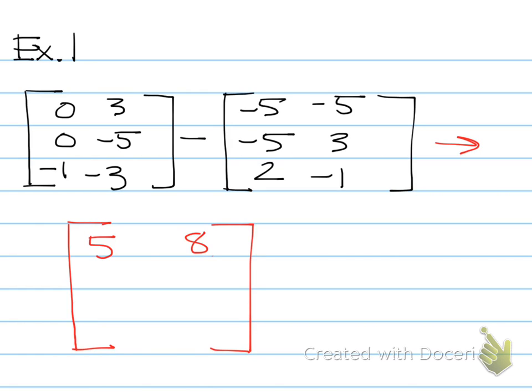And then 0 minus negative 5 is 5. Negative 5 minus 3, negative 8. Negative 1 minus 2, negative 3. And negative 3 minus negative 1 should be negative 2.